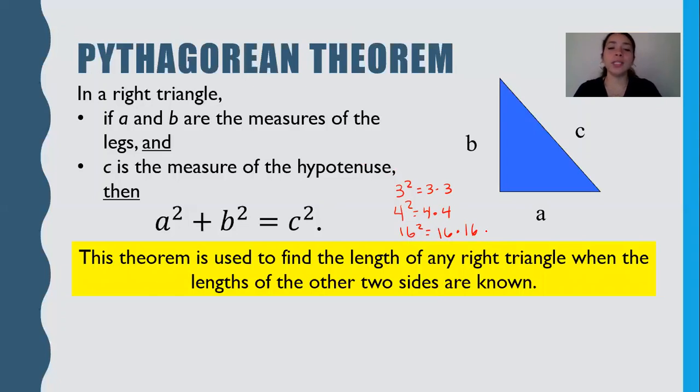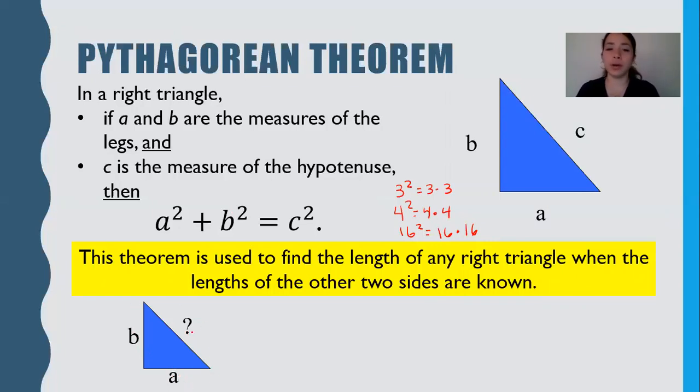So this theorem is used to find the length of any right triangle when the lengths of the other two sides are known. So if you know 2 of the sides of the triangle, then you're able to use the Pythagorean theorem to find the third side. So it might look like this. They might tell you how long this side is, and they might tell you how long this side is, but you're still trying to figure out what this is.